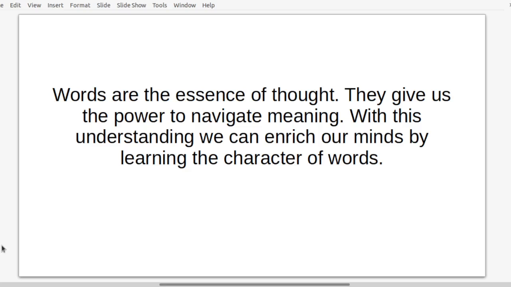So, essentially what grammar gives you is the aspects of words that form the essence of thought. They give us the power to navigate meaning. With this understanding, we can enrich our minds by learning the character of words.